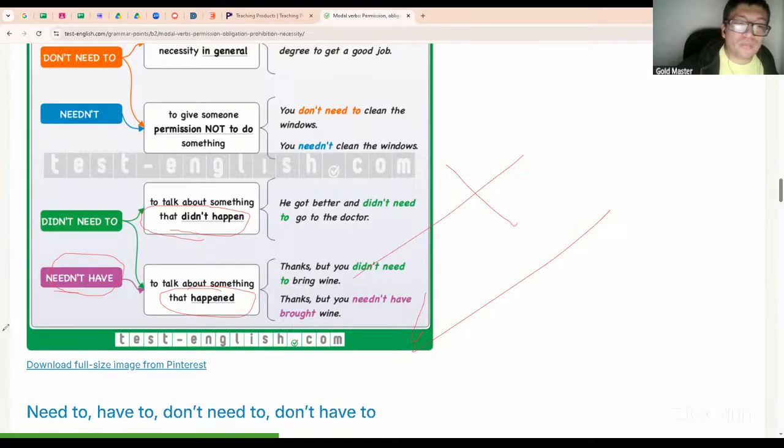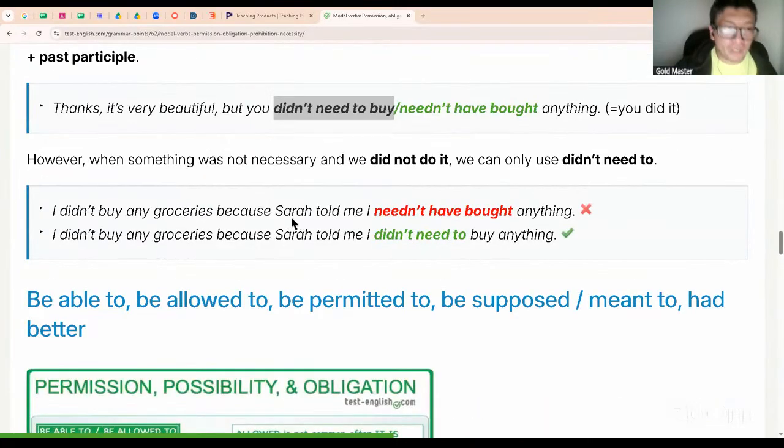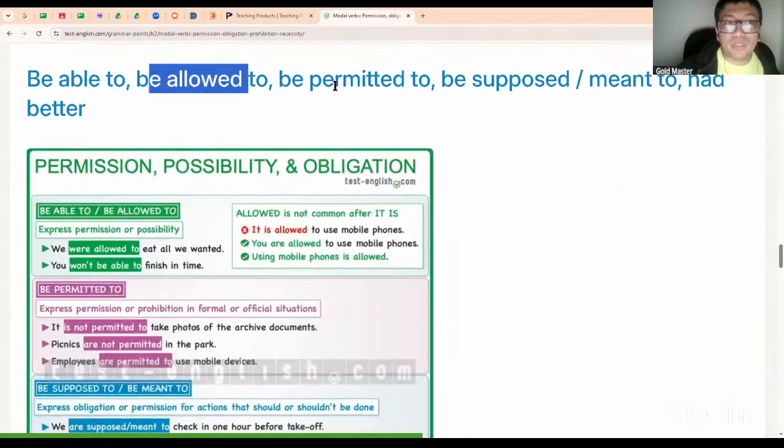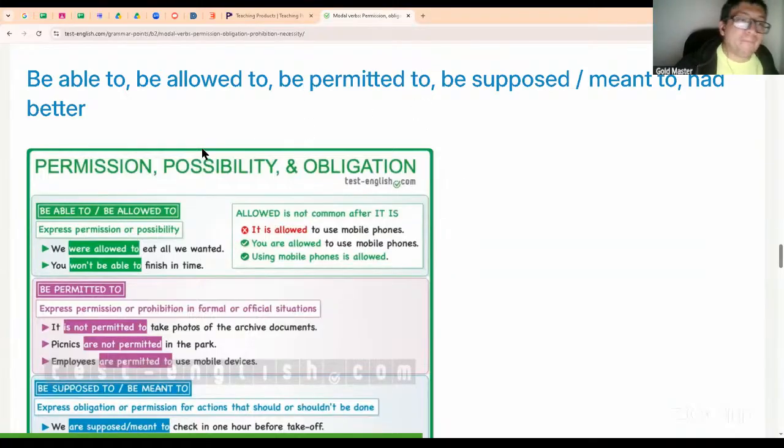That's it. Okay, guys, I think it could be confusing at the beginning because of the concepts, but don't worry, you will be fine. Be able to, be allowed to, be permitted to. Okay, all of this, you already know them all because I already told you how to do them. This is for permission, for possibility, and for obligation.